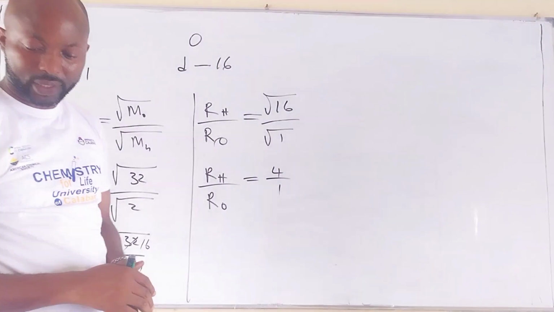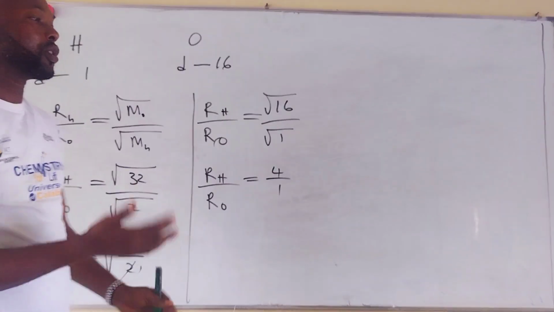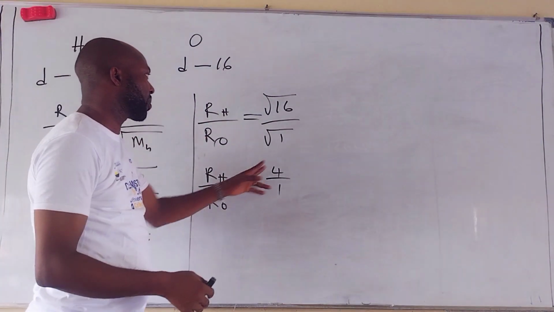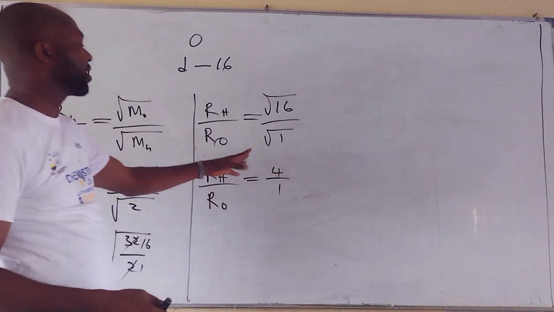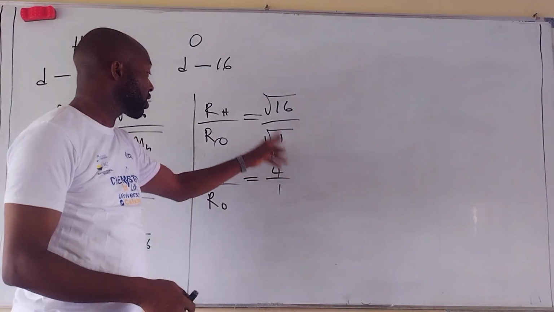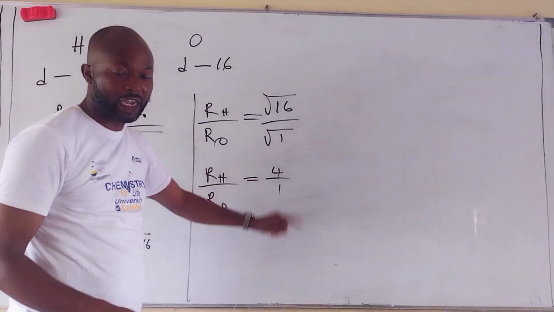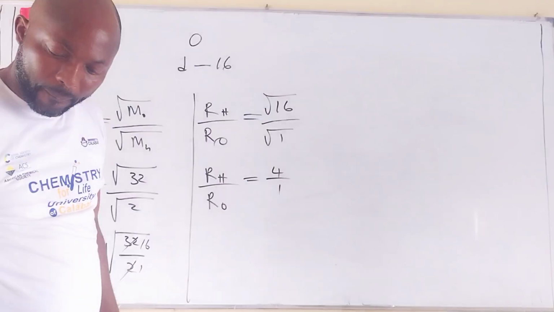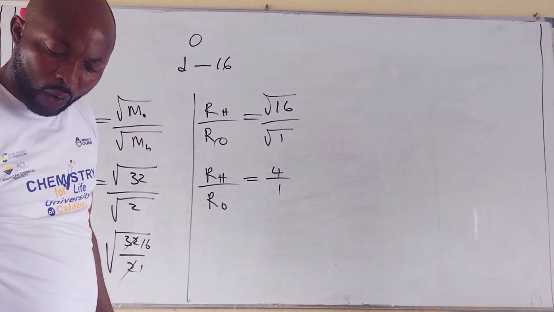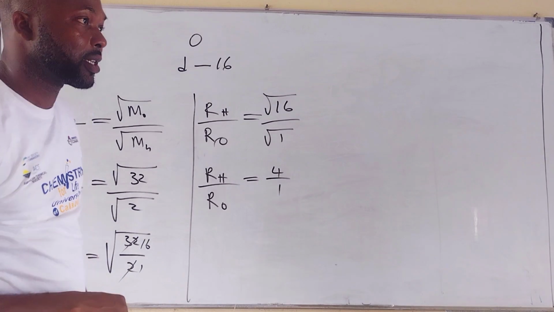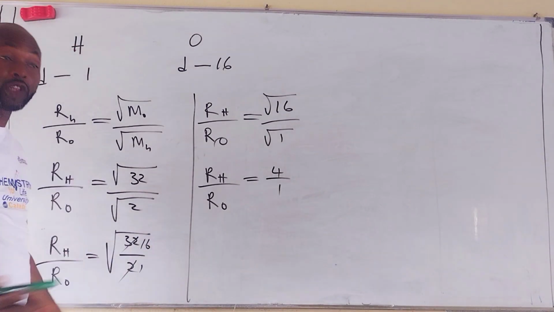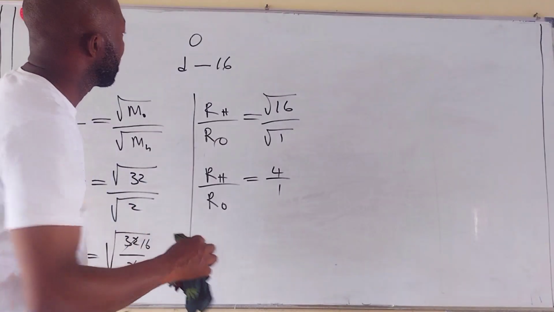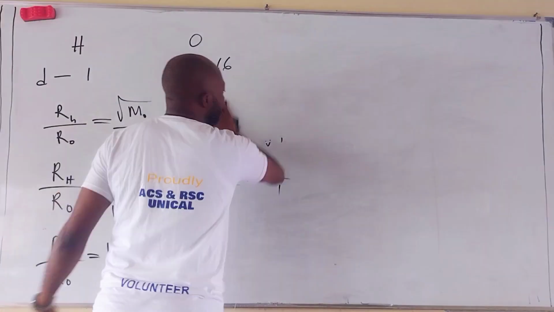Let us proceed. So the rate at which hydrogen diffuses is 4 times the rate at which oxygen diffuses. What again did I say? Of oxygen. And what law do you use to get the answer? The law is Graham's law of diffusion. So it's kind of straightforward. Let's proceed.